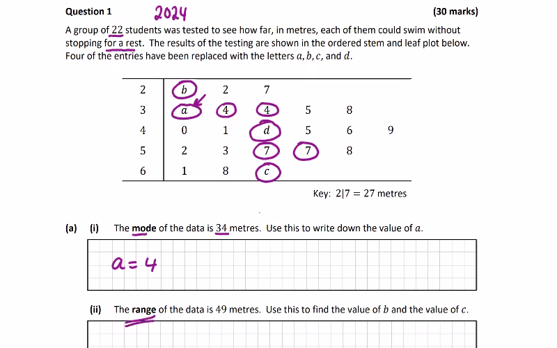The range is 49, so the highest minus the lowest. The highest here could be 68, or it could be 69. And then what would that make B? Well, for the range to be 49, we can't have it at 68 because we would have to take off too much. So 69 minus 20 will work. I think that's the only option that works here. So B is equal to 0.